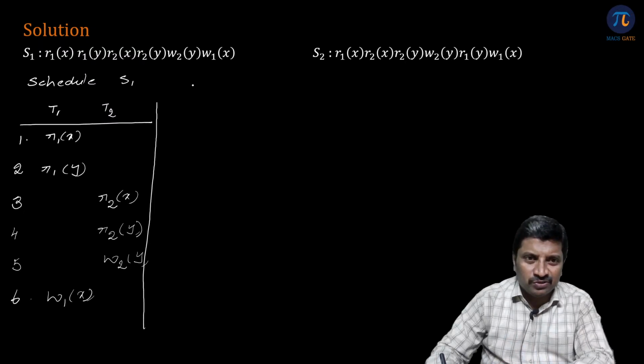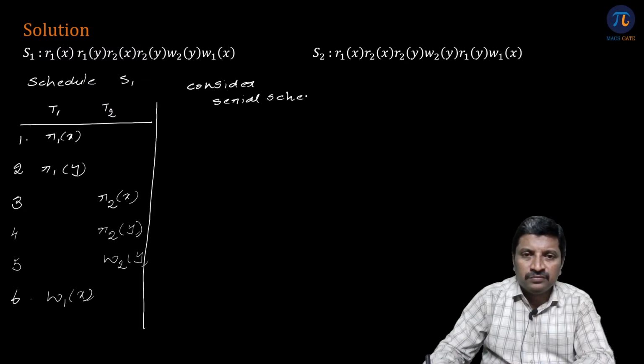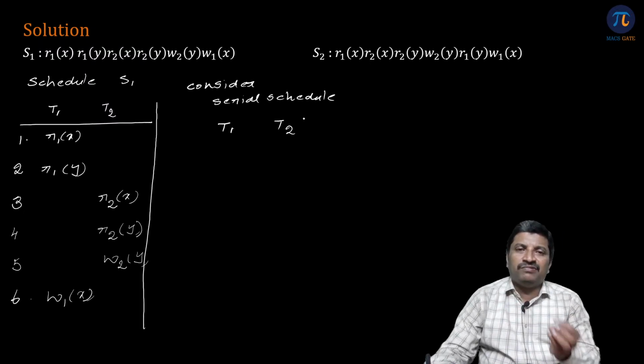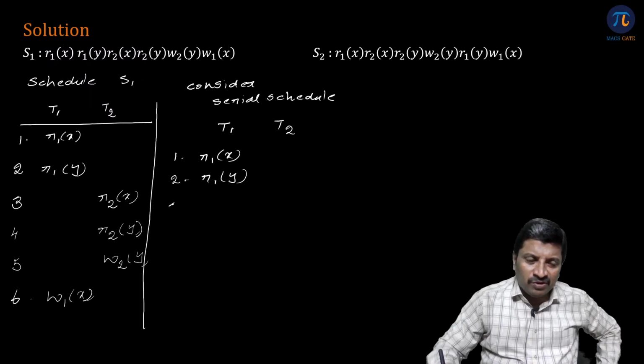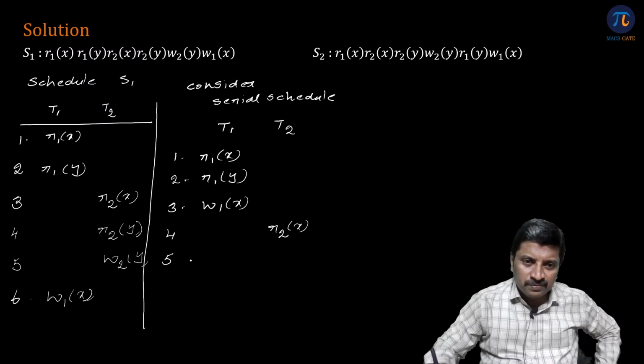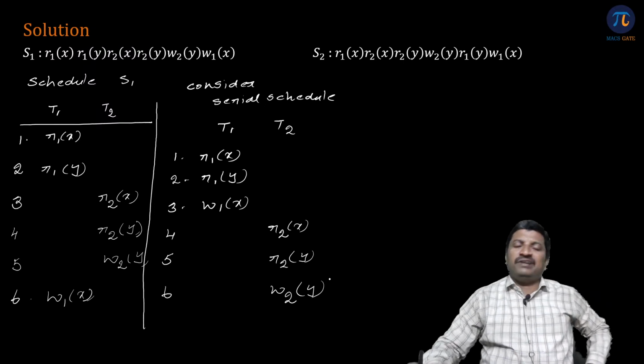Now let us consider one serial schedule. Suppose I want to write all the operations of T1 followed by operations of T2. So that means R1 of X, R1 of Y. I want to complete all the operations of T1, W1 of X. We completed all. Then start this: R2 of X, R2 of Y, W2 of Y.